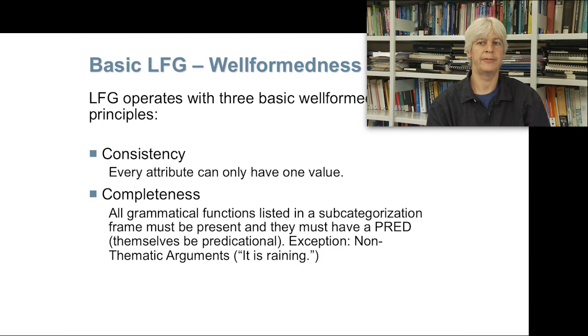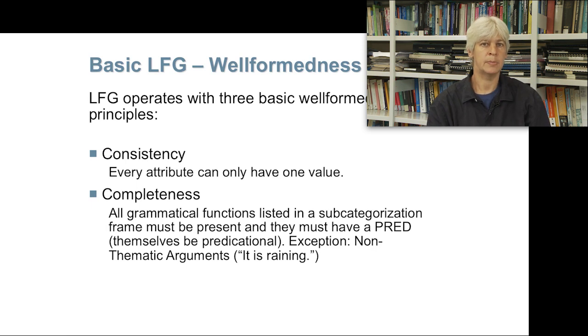Completeness. All grammatical functions must be present if they're listed in a subcategorization frame. So if kick says, I need a subject and an object, then a subject and an object have to be found in the clause. And each of these grammatical functions that are subcategorized for must have a pred, so they must have a semantic feature.